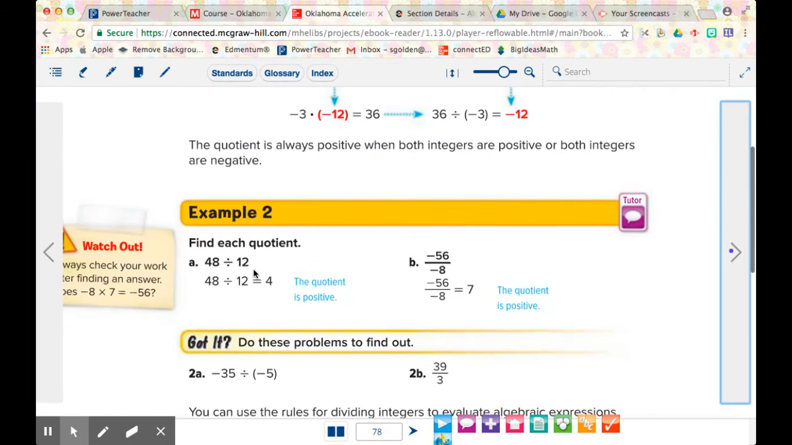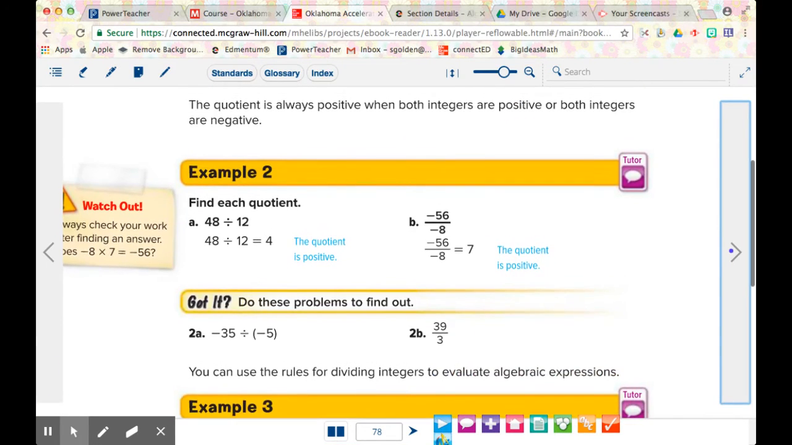All right, here is example 2. Find each quotient, because they're just similar to what we just looked at. So 48 divided by 12. Okay, well, that looks easy, but it's still the same stuff. You're just used to seeing it with positives only. So positive divided by a positive is positive. So 48 divided by 12 is 4.